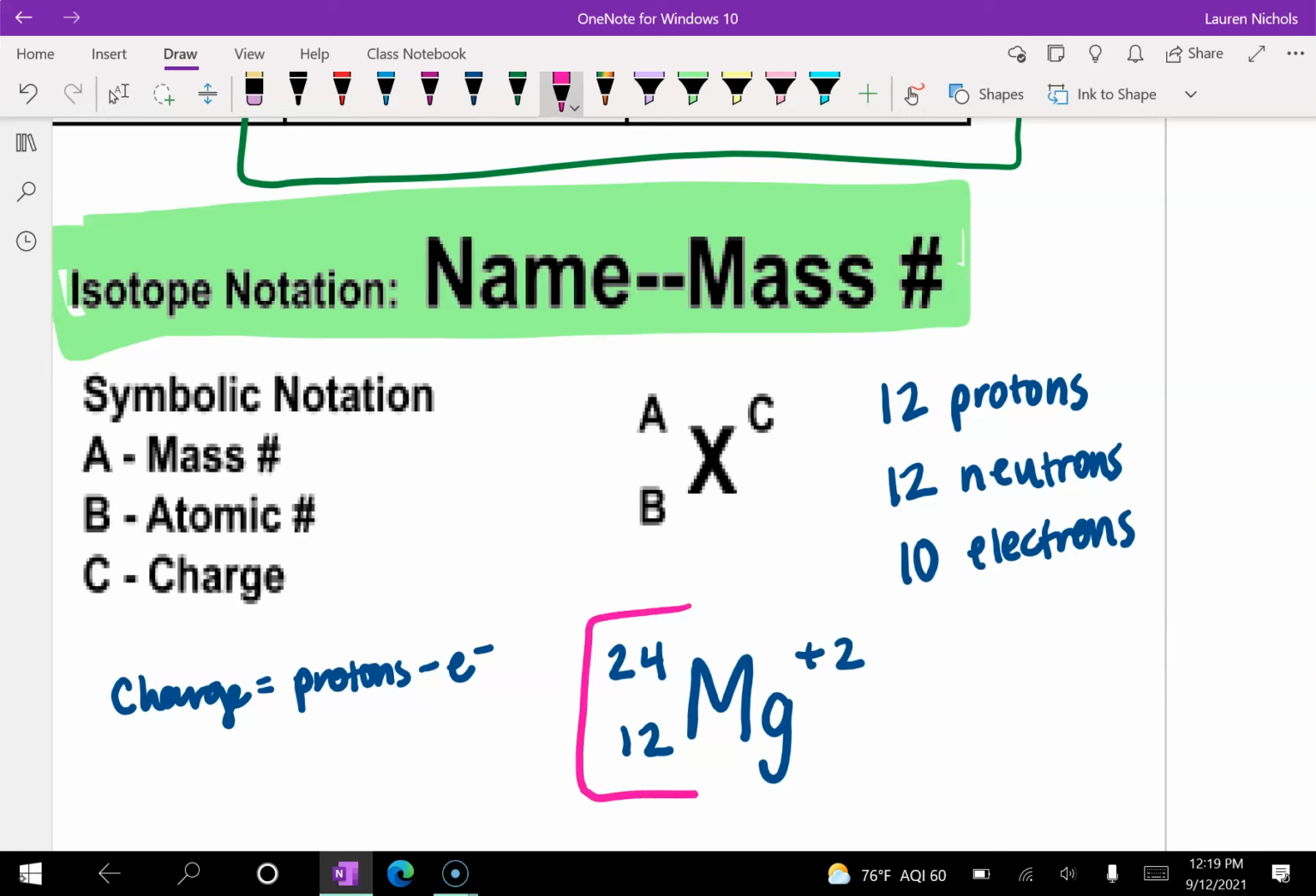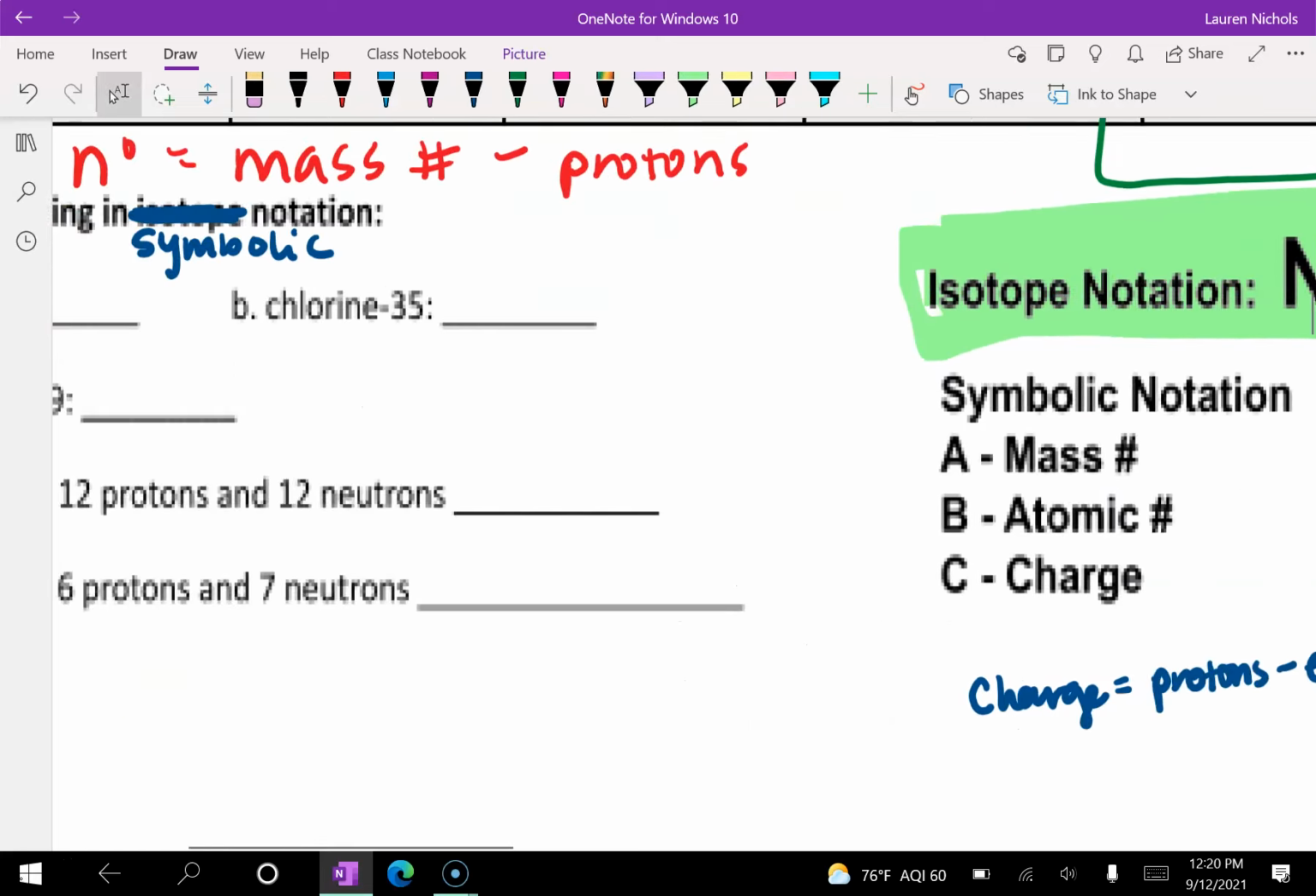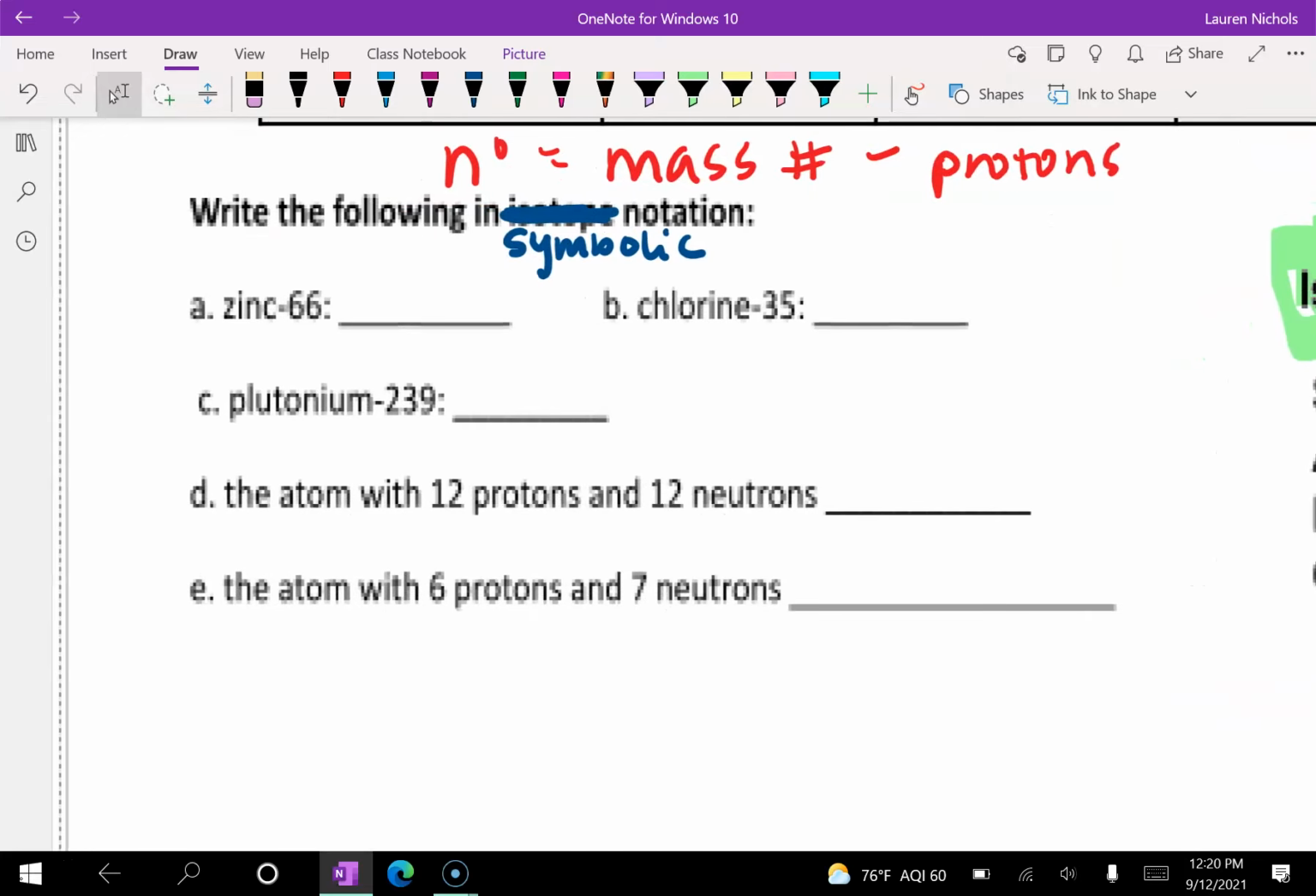And that's how you do your symbolic notation. We haven't gotten into charge too much, and we will when we go to page 2 of these notes on the back. But this is what I want you to do for these atoms here.